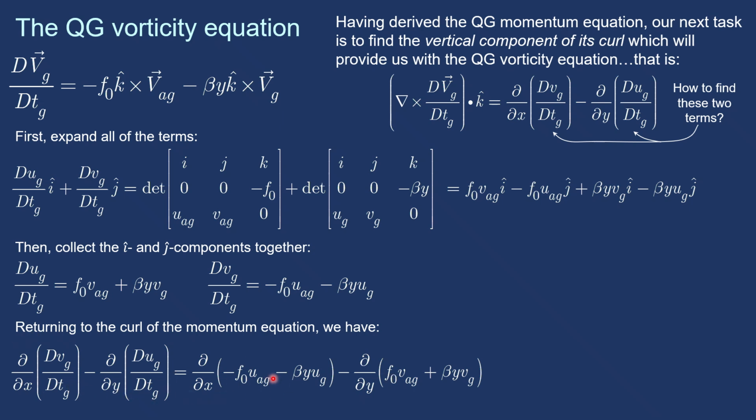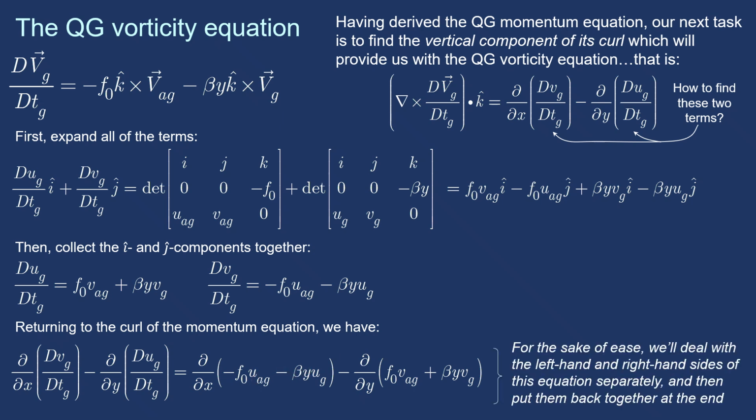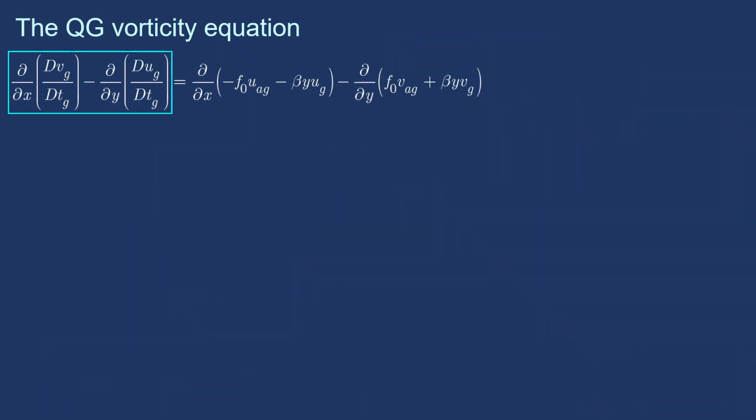We're just going to have to do a lot of simplification of this to get it down to a form that's useful to us. And the way we're going to tackle that is, for the sake of ease, we're going to deal with the left and right-hand sides of the equation separately. And then once we've done that, we'll put them back together at the end to see what our result ends up being. So we'll deal with the left-hand side first, and we're going to simplify this in a three-step process.